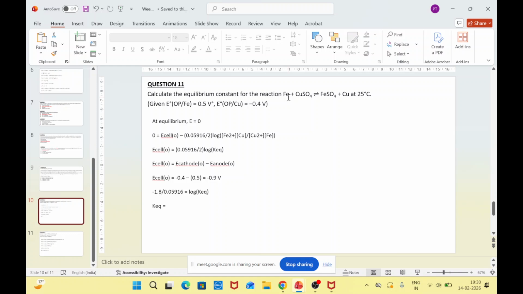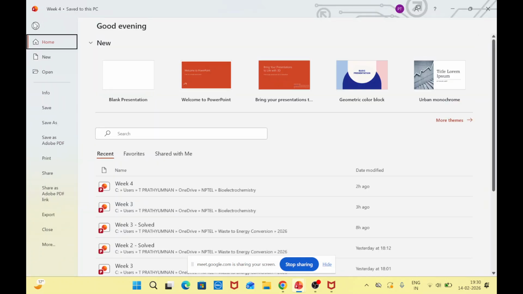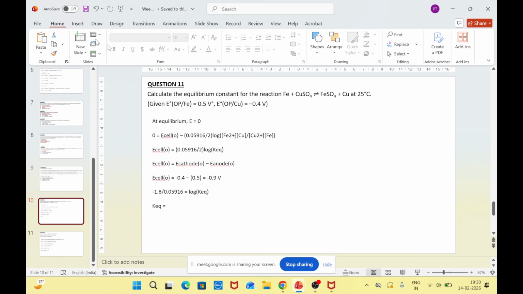And in case you do not have any reaction and these things are not given, then you need to use the electrochemical series. We discussed this in week 2. If you happen to see any of the lectures before, I did show a chart, an electrochemical series.